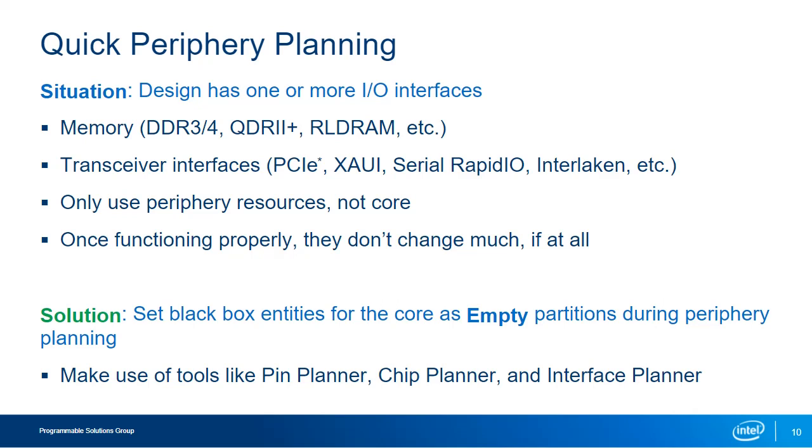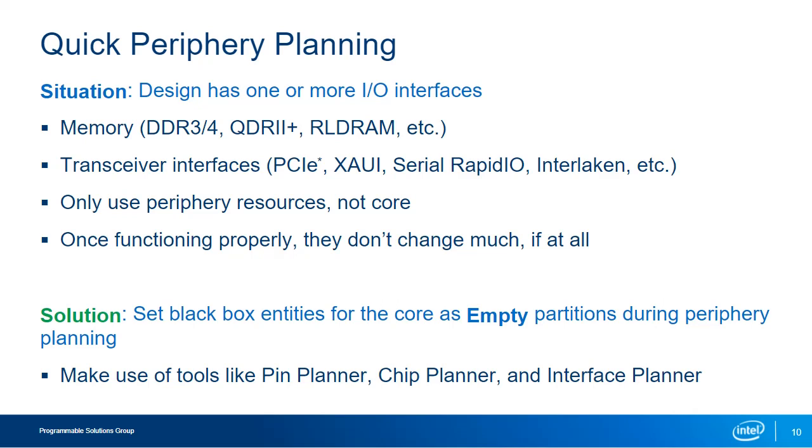As such, it's a good idea to get I/O interfaces working early in the design flow as part of the root partition or one level down in the hierarchy, and then lock them down. To do this, add black boxes for the core partitions you know will be in your design, or just one large black box for the entire core design, and enable each one's empty assignment. Remember that core partitions can't use periphery resources, so if they're emptied out, you'll get fast compiles for the periphery resources.